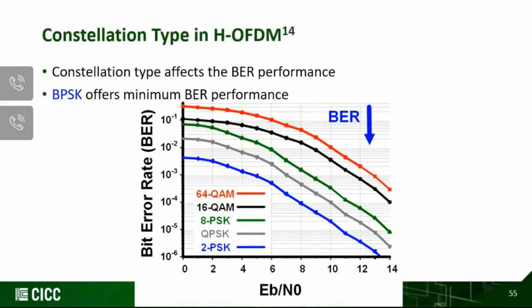After we made the hybrid OFDM transceiver, we thought, what will be the constellation type that affects the BER performance? How would it affect the BER performance, in other words? So we did some simulation here to compare different types of modulation and constellation types, and you can see that out of these many different modulation types, it looks like BPSK actually offers the minimum BER under the context of the body area network using body coupling.